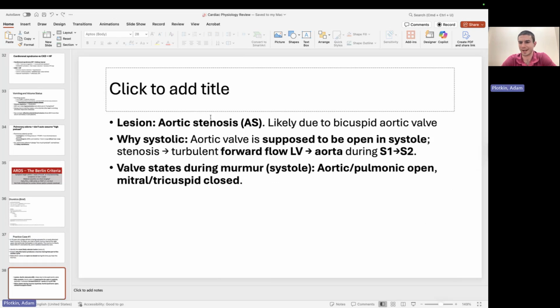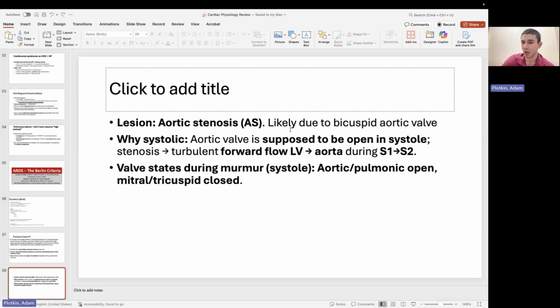So this lesion would be aortic stenosis, right? It's right upper sternal border. It's systolic. It's harsh. It's radiating to the carotids. That's aortic stenosis. Most of the time we don't see aortic stenosis until the patient is like 60, 70, 80 years old, due to prolonged calcification and fibrosis.